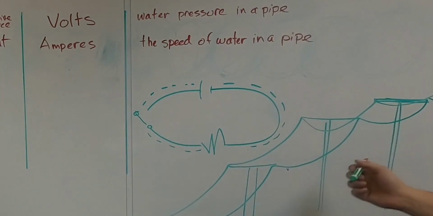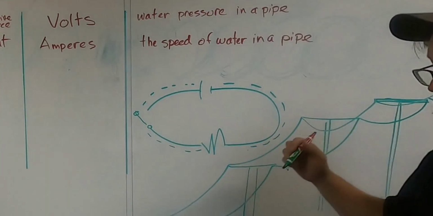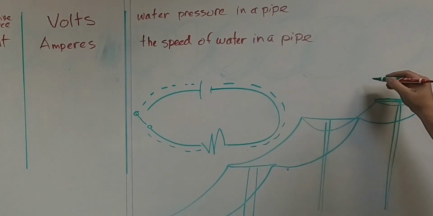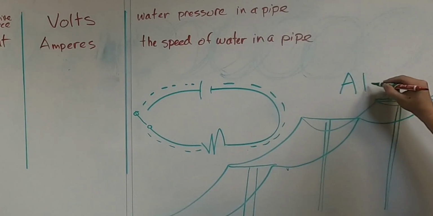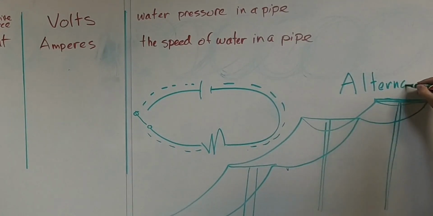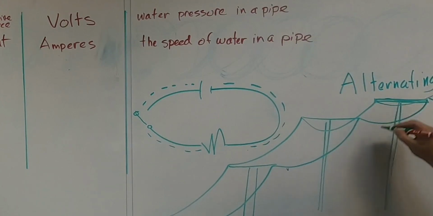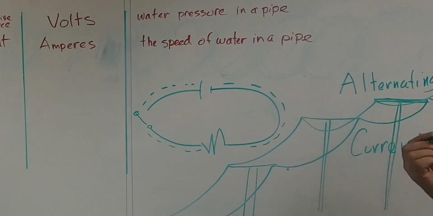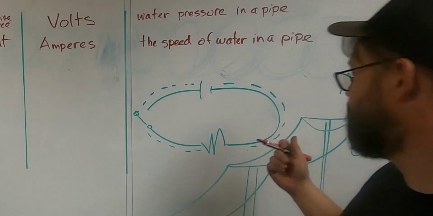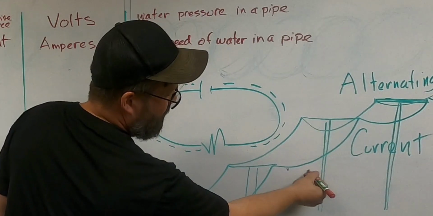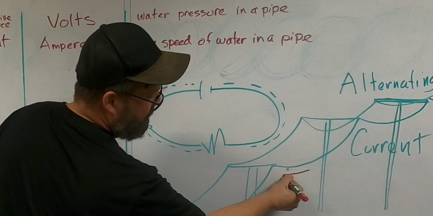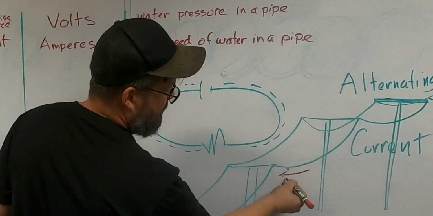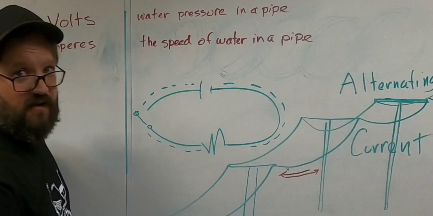Okay, the electricity that flows through this all the way down to the outlet down here is called alternating current. Okay, alternating current means this is happening. Electricity is flowing in one direction for a second. Actually, it's not a second, it's a fraction of a second. And then it flows back the other direction for a fraction of a second.